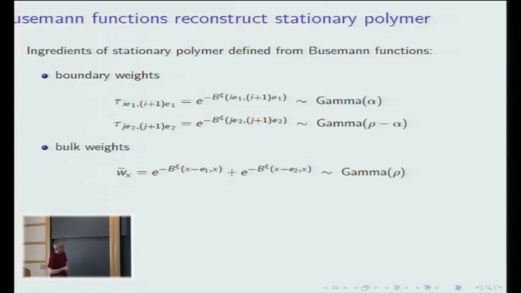So here's what I do. On the boundary, I put either the negative Busemanns, and I have the right distributions. In the bulk, I can't take the original bulk weights now. I have to define a new version of the bulk weights. So this is what I do here. And it works just right because I've got a gamma alpha there and a gamma rho minus alpha there, and they turn out to be independent. So it's a gamma rho when I add them together. So these ingredients create another version of that stationary log gamma polymer model.